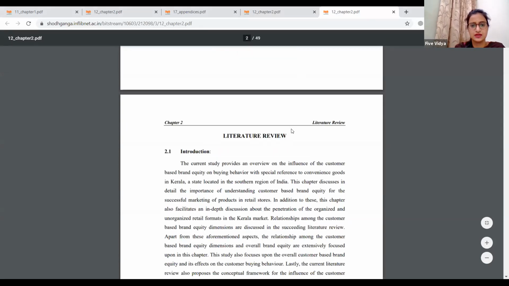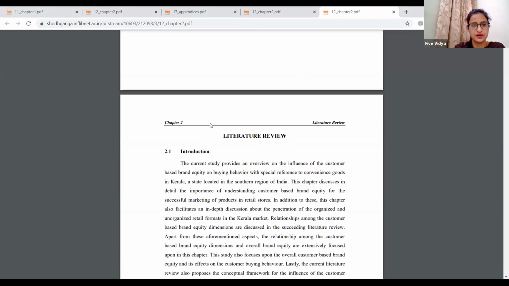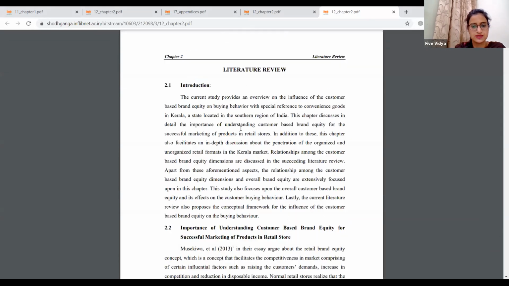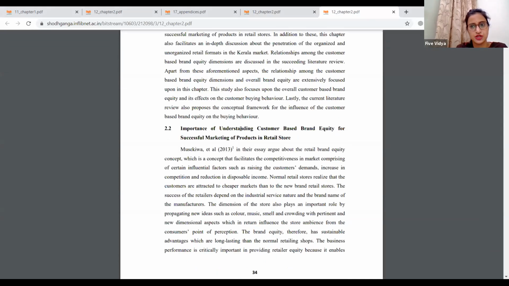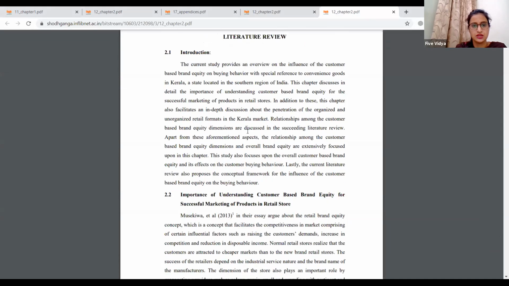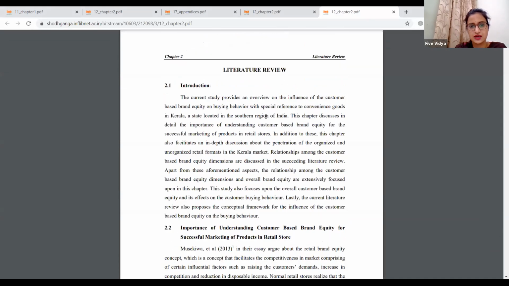So this is the example of literature review which I was talking about. You can see this chapter. This is being written in a traditional way, like we do a normal literature review. A few of you were asking about the format, so this is a rough format which you can follow. First of all, it talks about the introduction of the study.